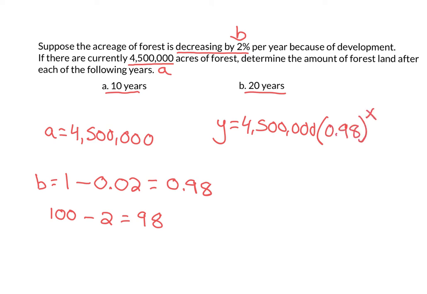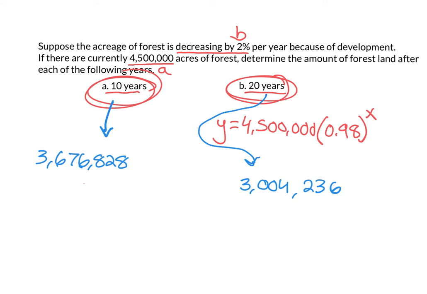All right, so now you guys have done these questions with growth, so why don't you pause the video, plug in 10 for x, see what you get, plug in 20 for x, see what you get, come back and check your answers. So in 10 years, the acres will decrease down to 3,676,000, and in 20 years, it decreases to 3,004,000.